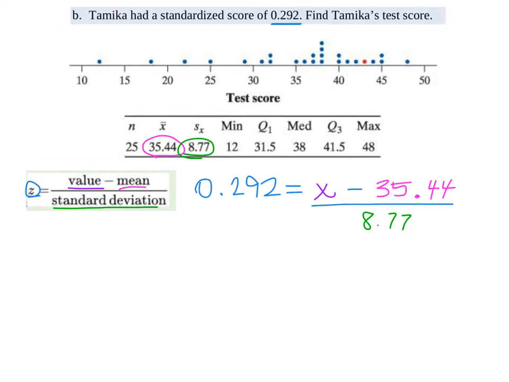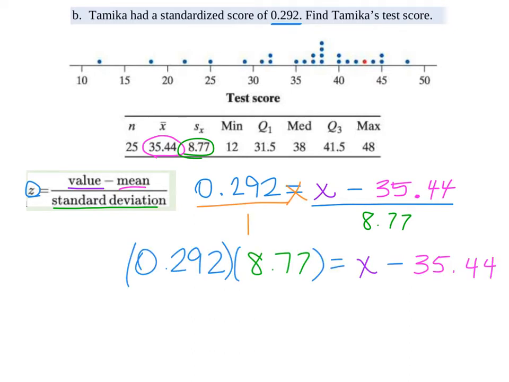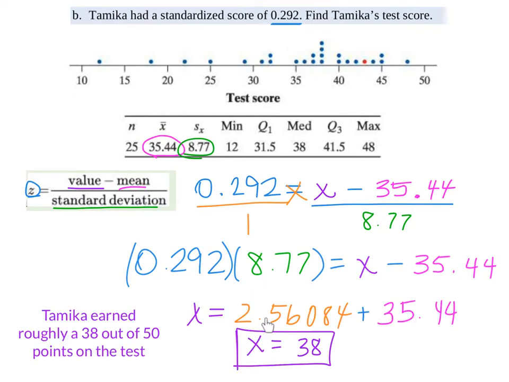First thing that I like to do here is that if I have a fraction, especially if I have a variable within that fraction, whether it's in the top or the bottom, I'm going to put this over 1, or if this was a fraction, then great. I like to cross multiply, so I get everything out of a fraction. Here we go. So 0.292 times 8.77, and then we just keep that on the right-hand side. Going to multiply these two values, going to add that value over, and find x, or Tamika's score. Adding those two things together, I get roughly 38. So that means that Tamika earned roughly a 38 out of 50 points on the stats test.